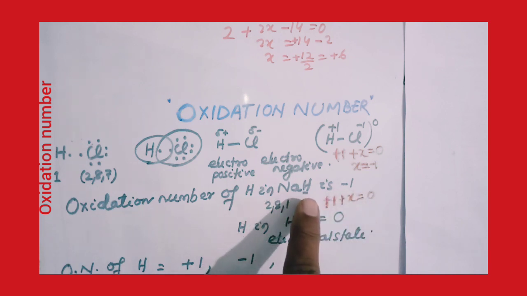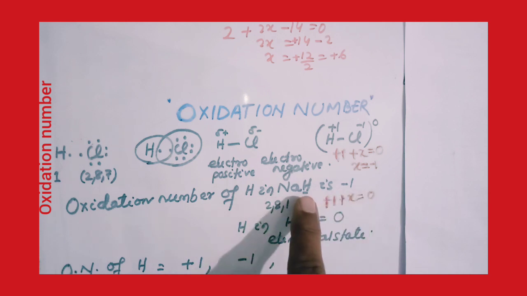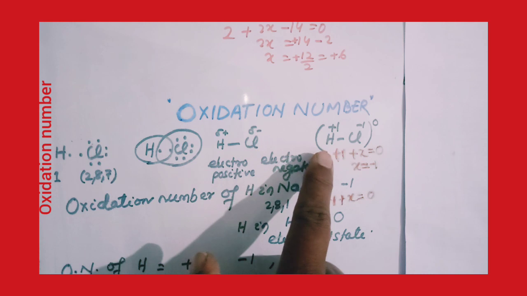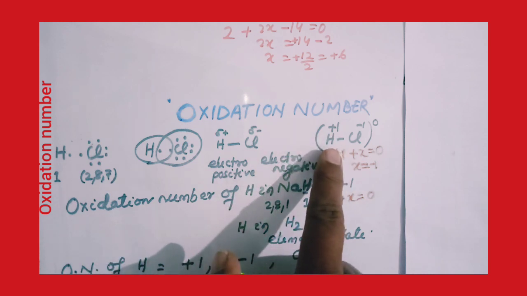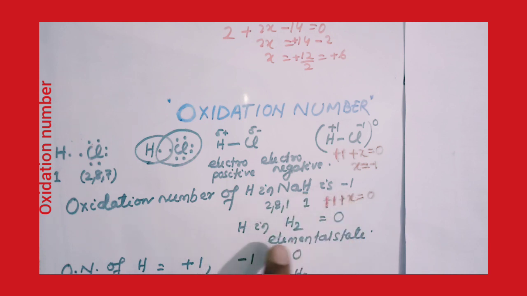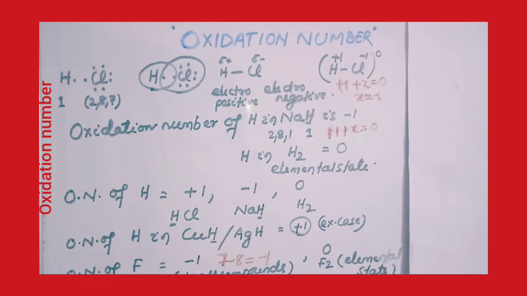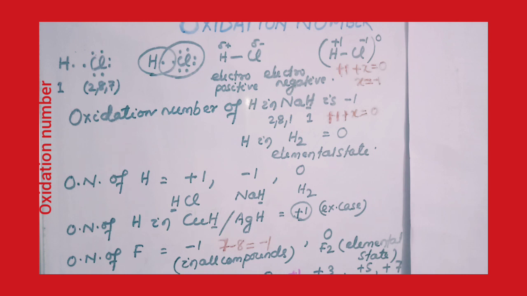In sodium hydride, the oxidation number of hydrogen is minus 1. Here hydrogen is more electronegative, but in HCl hydrogen is more electropositive. When it is electropositive, its oxidation number is plus 1. When it is electronegative, its oxidation number is minus 1. In elemental state, the oxidation number of hydrogen is 0. So the oxidation number of hydrogen is plus 1, minus 1 or 0: plus 1 in HCl, minus 1 in sodium hydride, 0 in elemental state.